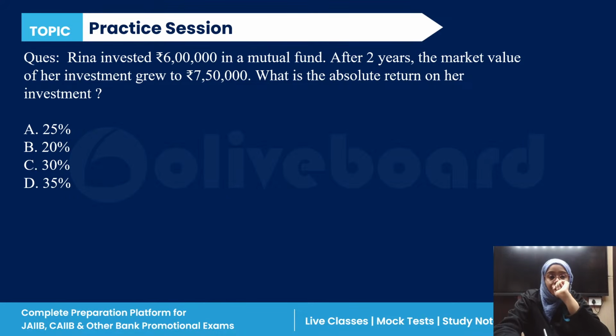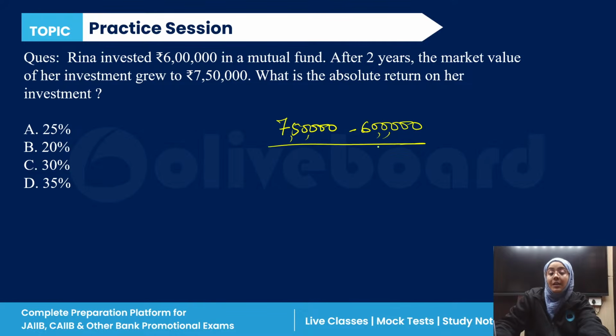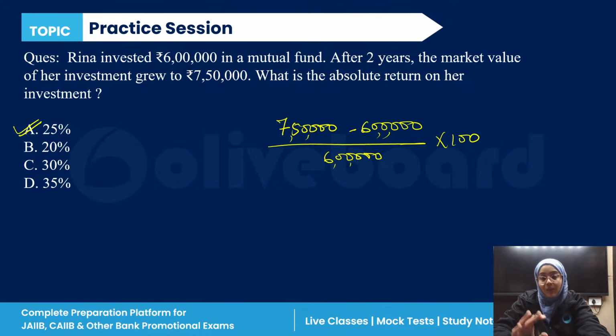Kamal, what is the absolute return on her investment? It is 7 lakh 50,000 minus 6 lakh, upon 6 lakh, the original, into 100. Obviously, it is 25%. So the correct answer is 25%. Clear? So this is the complete numericals for all of you.